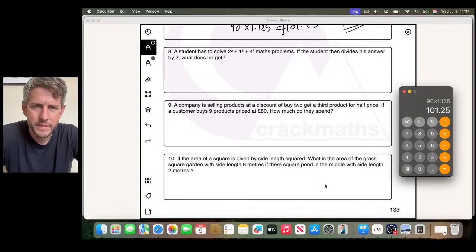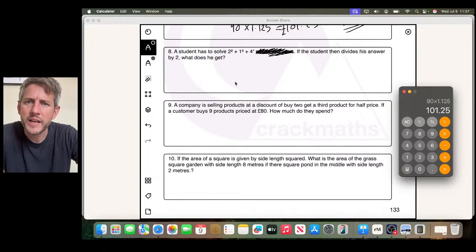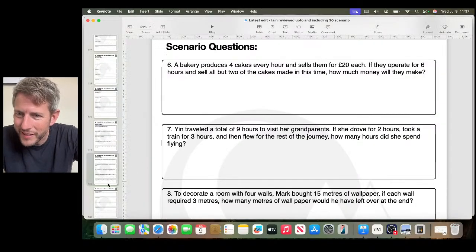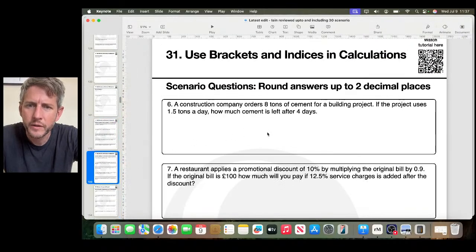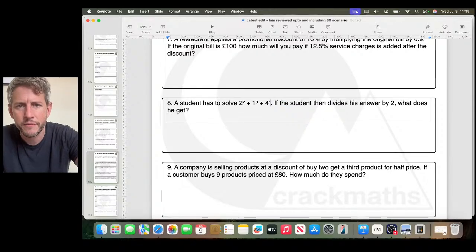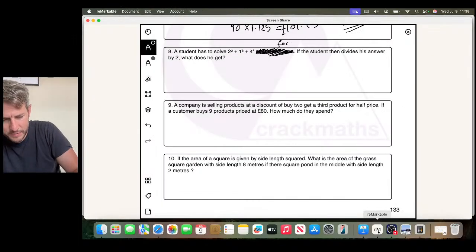Right, so let me just quickly change that. So I think what we just need to do is get rid of this bit which says maths problems. So the question should just be, a student has to solve this. If the student then divides his answer by 2, what does he get? Okay, so let me just quickly edit that. So this is the behind the scenes element here. So this is page 31. Okay, so here we go. Right, so we need to get rid of this bit here because that stops that from making sense. Right, there we go. All worthwhile when these things come up. Right, so I'll just put a note to say that's been formatted.